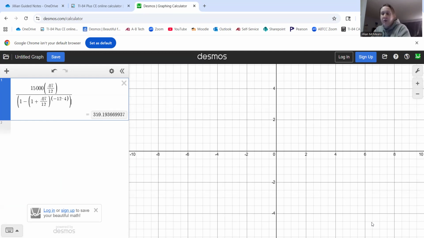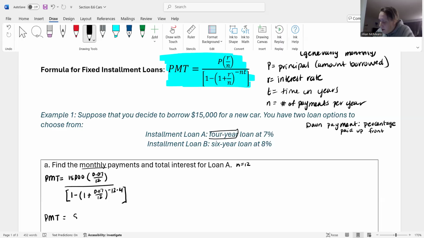And again, you can hit enter if you need to, because for me, it's just habit to hit enter. But keep in mind down here, this little grayed out area, that is your answer. So we get 359.19, which is exactly the same thing. So let's go back to the worksheet. All right, so the monthly payment here is $359.19 per month.